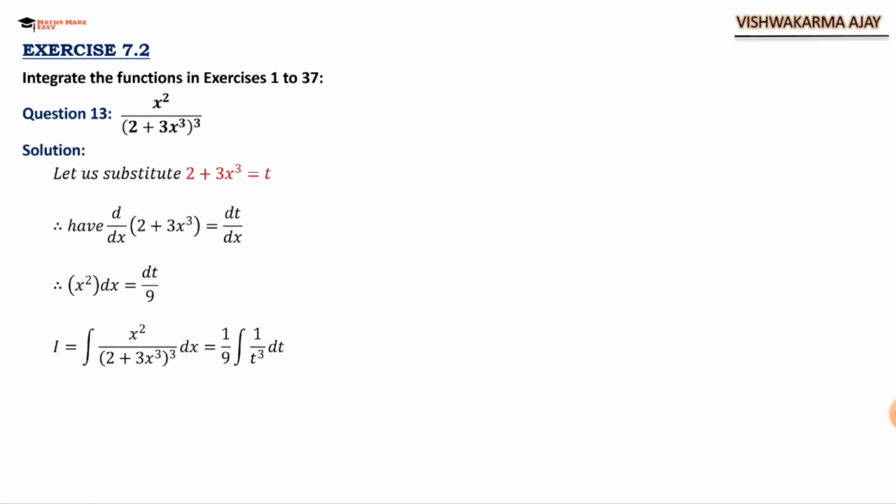So our integral of x square upon (2 plus 3x cube) to the power 3 dx can be written as 1 upon 9 integral of 1 upon t cube dt. Now we all know 1 upon anything will shift to the numerator with t raised to minus 3. Now applying the basic integral formula, t to the power n plus 1 upon n plus 1, we have t to the power minus 2 upon minus 2. Now resubstitute the values of t.